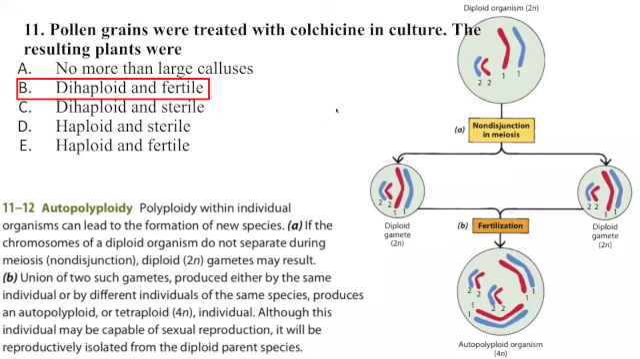Pollen grains were treated with colchicine in culture. The resulting plants were, okay, so chapter 15 of Campbell talks about this. Pollen grains are haploid, right? Because they're a product of meiosis. Colchicine is actually used to produce polyploid plants. Oftentimes, this is basically taking something that's infertile and making it fertile again.